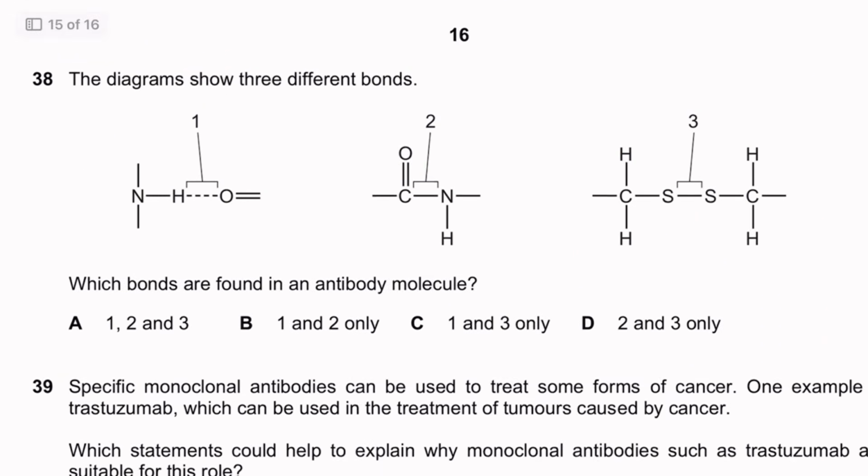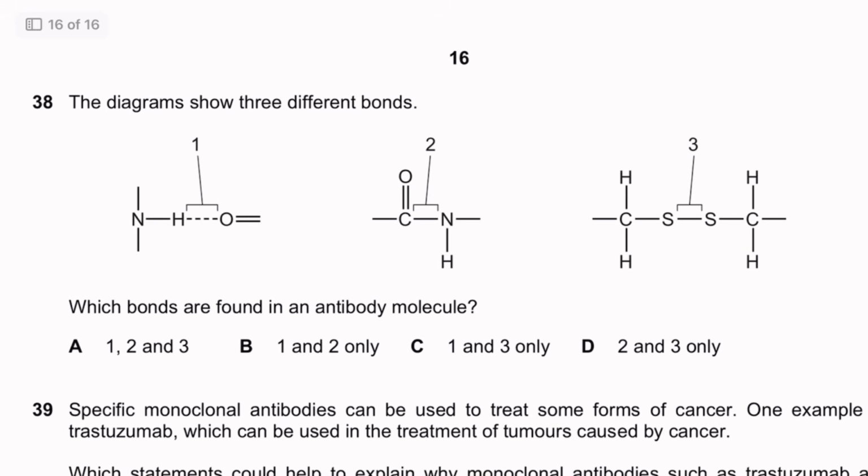Moving on to 38, the diagram shows 3 different bonds. Here you can see a hydrogen bond in number 1, number 2 you're going to see a peptide bond, and 3 you can see a disulfide bond. Which bonds are found in an antibody molecule?